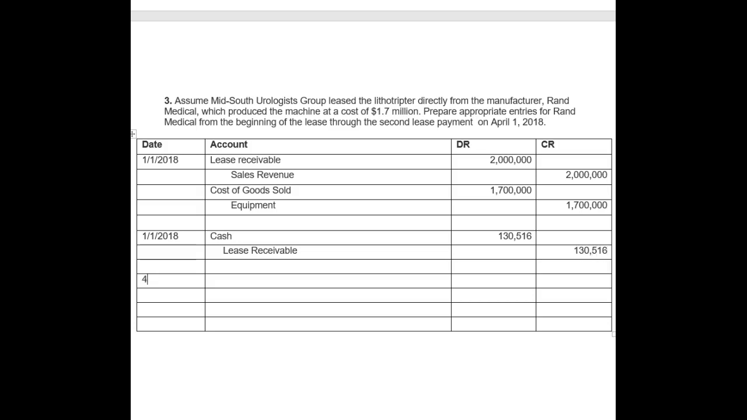Then on April 1st, very much the exact same entry. We're going to receive that cash payment of $130,516. See how good my memory is. The lease receivable, without looking back, was 74, was it? 74,431, I believe. And then we had $56,085, and that's going to be our interest revenue. Okay, so calculated the same way.